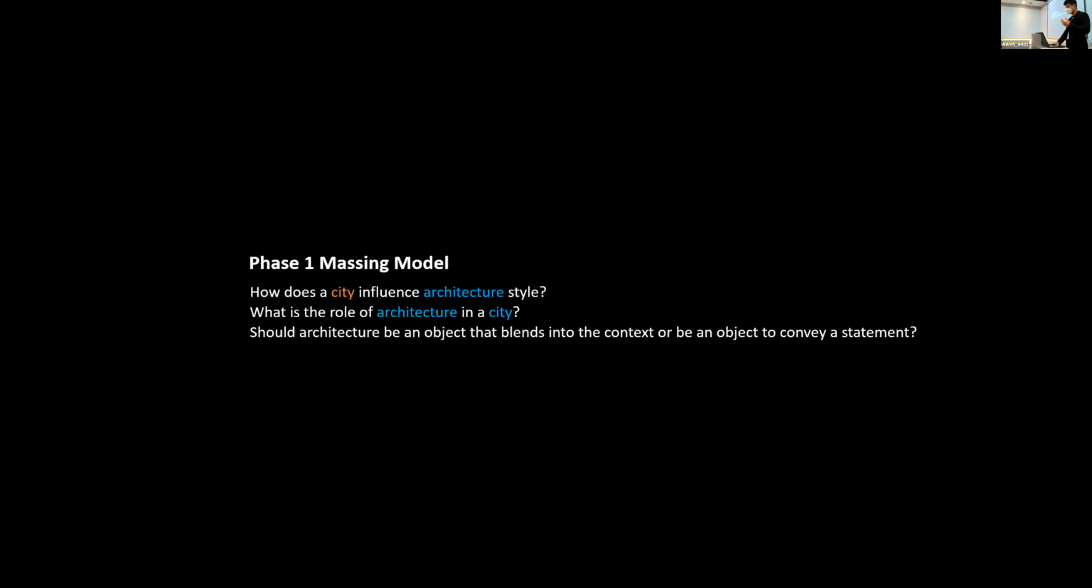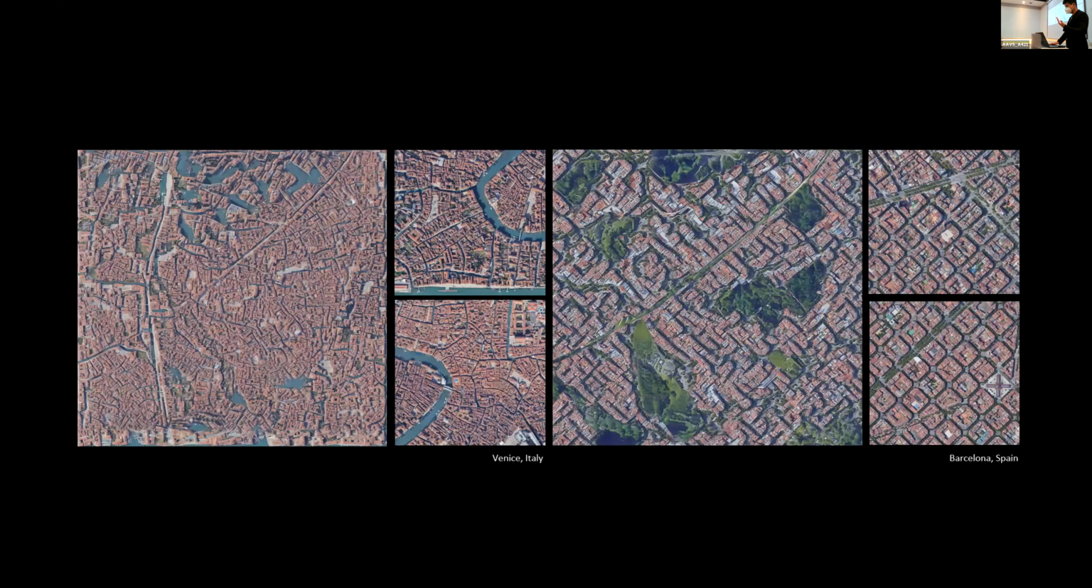The first one is the Mason model. What's the role of architecture in the city? This is about how the impression of a city is formed by every little element in it. If you look at the city from a satellite, you can see the color, texture, and layout of the streets, and these play a critical role in differentiating one city from another.